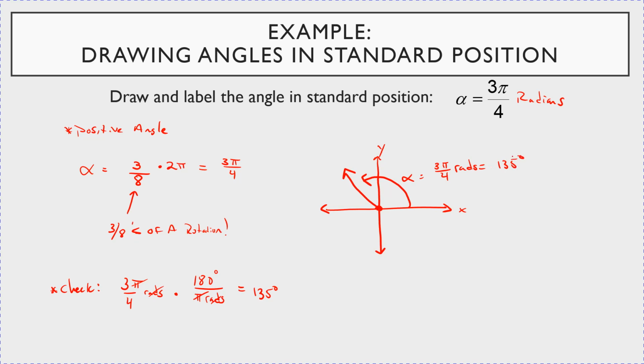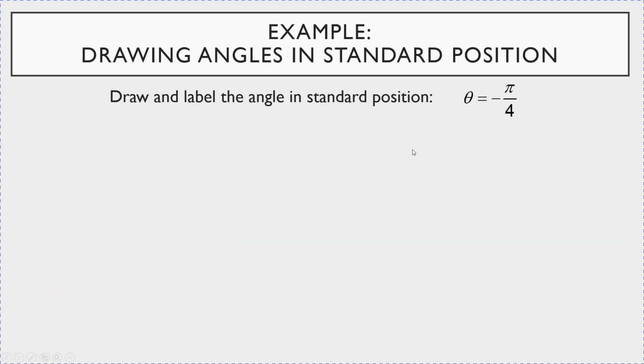All right, it definitely can be confusing, so let me try another one here to show you. I have this one. My angle is negative pi over 4 radians. First off, I know it's a negative angle. So let's use the trick.